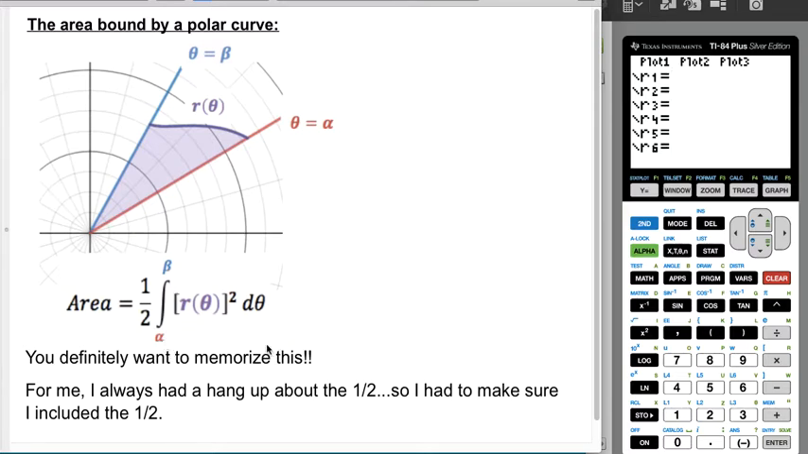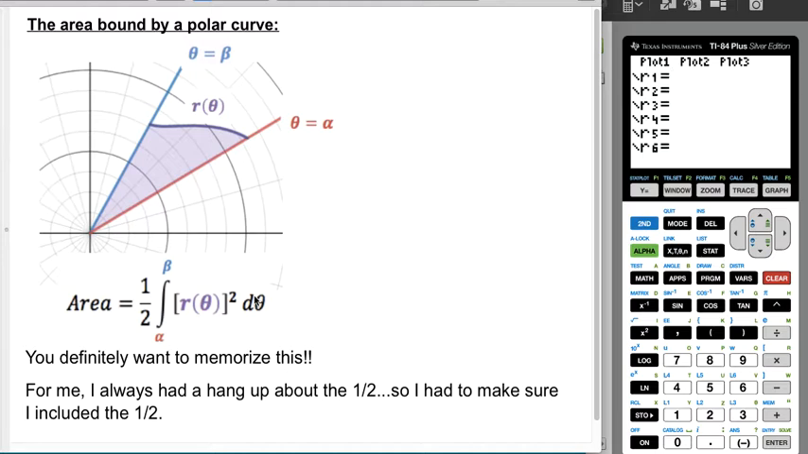So you definitely want to memorize this. This is a non-negotiable. It's going to show up on your AP. There's no excuse for not memorizing this. Make a note card if you need to. Please remember it. For me personally, my hangup was always the annoying 1/2, so we'll walk through why there's a 1/2 in the next slide.